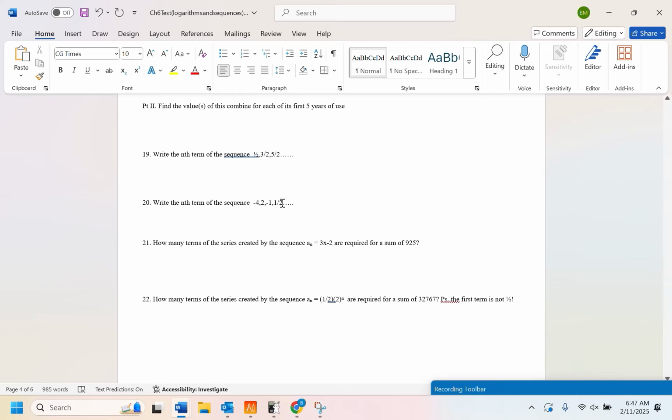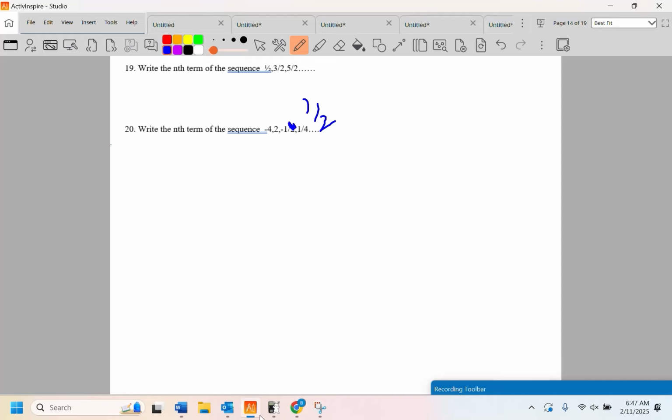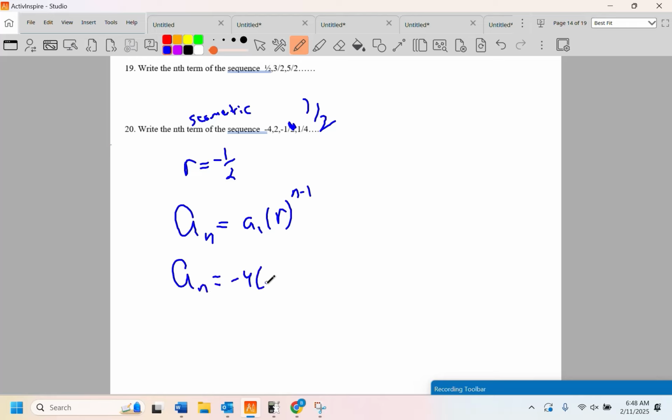But anyways, we are constantly multiplying by negative 1/2. That is our ratio. Multiply by negative 1/2 as you move right. So my ratio is negative 1/2. And you're supposed to write the nth term, which means you have to know a rule. Since it is geometric, because we are multiplying, the nth term is the first term times the ratio raised to the n minus 1. So the nth term is the first term of -4. The ratio is a half, and it's raised to the n minus 1.